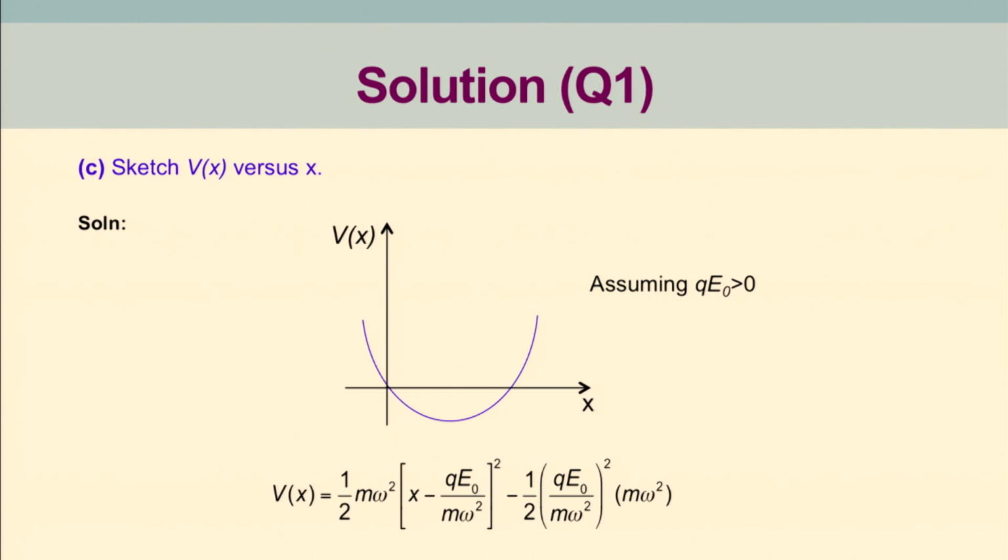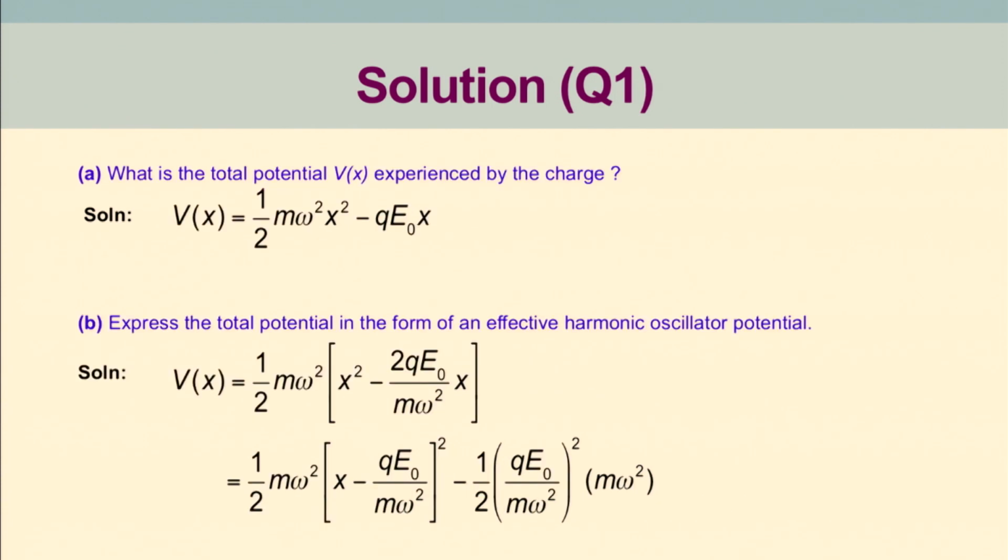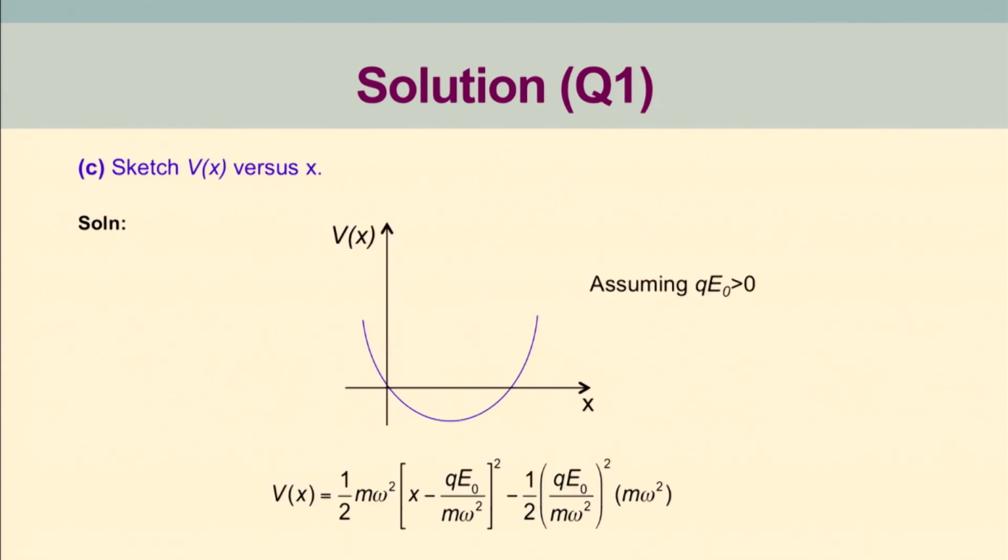As it stands, this potential well has a different minimum now, which is at x equal to q E0 by m omega squared, and it actually has a constant shift. At x equal to 0, the potential is 0, which is obvious from the expression, because if I substitute x equal to 0 in A, the potential is 0. But then the minimum is shifted to x equal to q E0 by m omega squared, and the value of the potential at the minimum is a different value, which is shown in this graph.